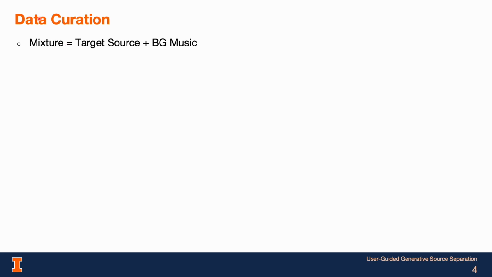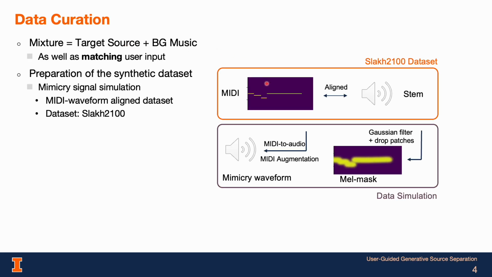For data curation, we construct a mixture using the target source plus the background music. We also need to match the user input to the target source. Since there's no existing dataset with aligned mimicry and ground truth stems, we generate the data using a waveform MIDI aligned dataset. And from the MIDI data, we synthesize the mimicry waveforms using various virtual instruments.